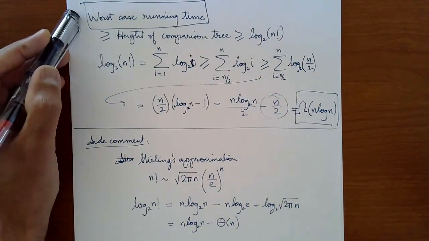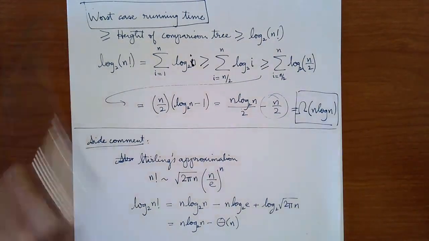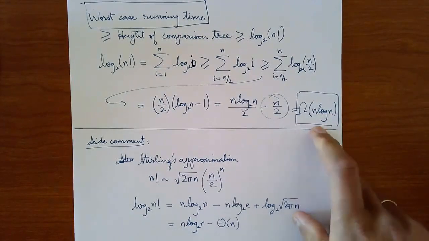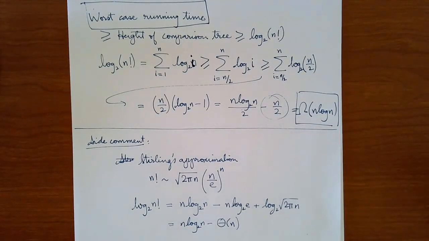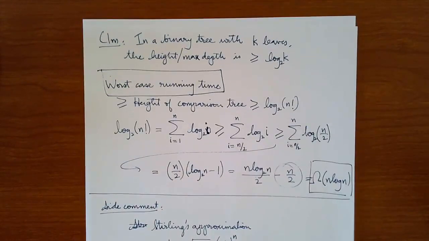I repeat, any comparison-based sorting algorithm is at least n log n. And indeed, if you plug this in, you get that the constant is also n log n minus some theta of n term. Very fundamental theorem. Please ask me questions about this if anything is not clear.